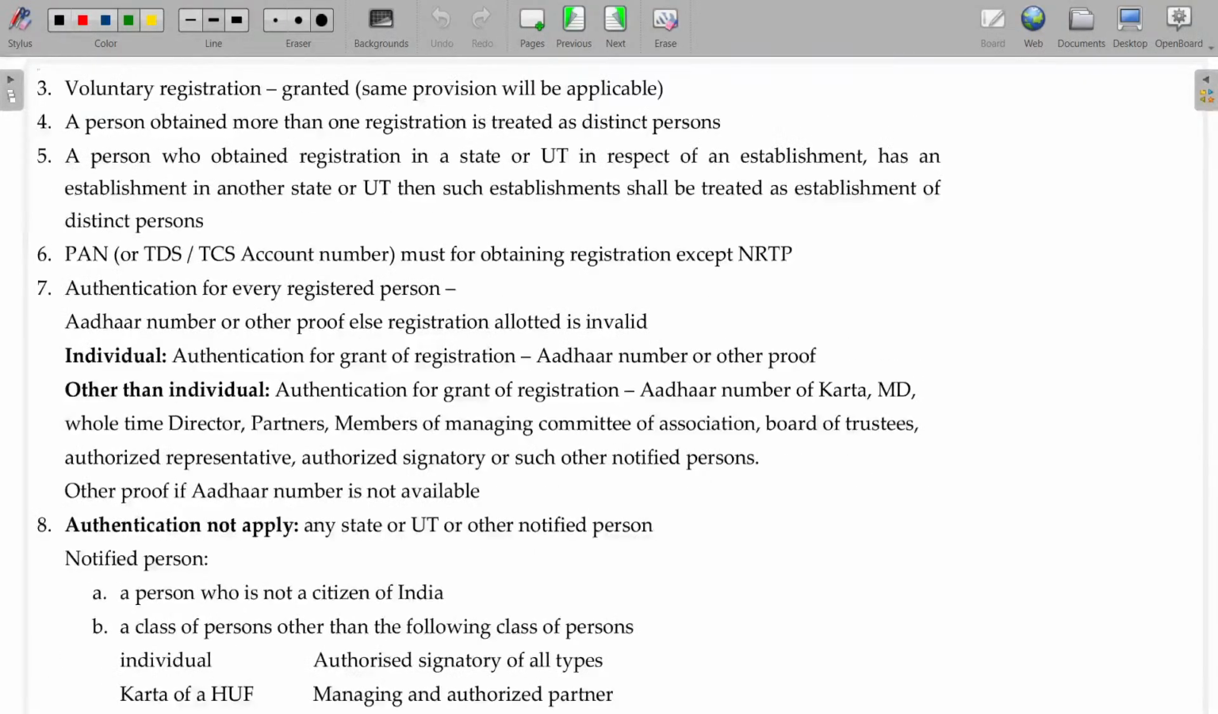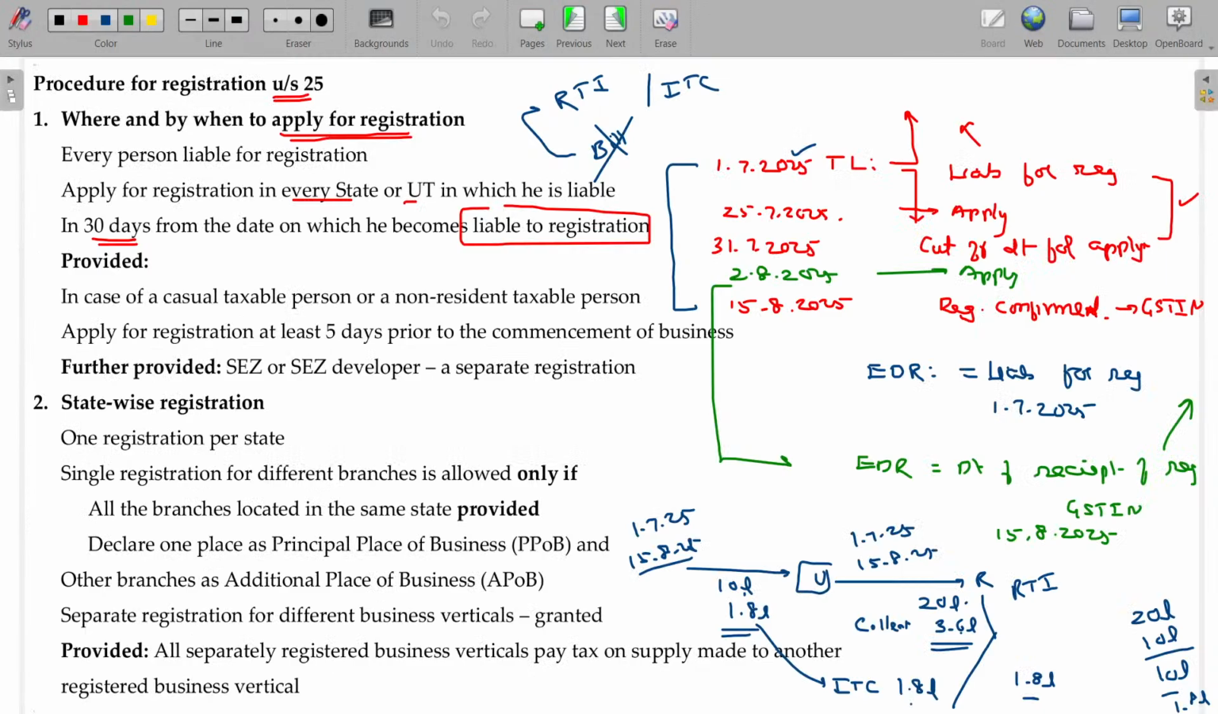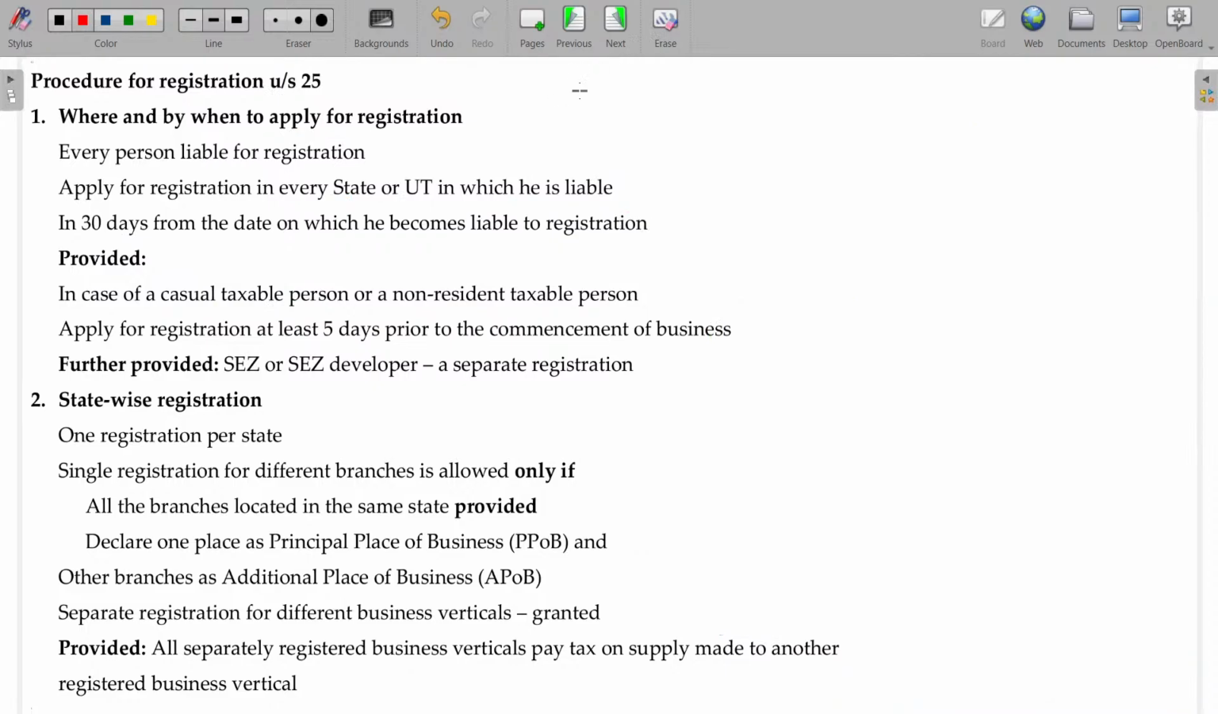Main procedure provision is over. Provided in case of casual taxable person and NRTP, he is going to do the operations only for a temporary period. Clear? 3 months or 2 months. In this case, how can we consider the threshold limit? He himself is going to operate only for a few days.